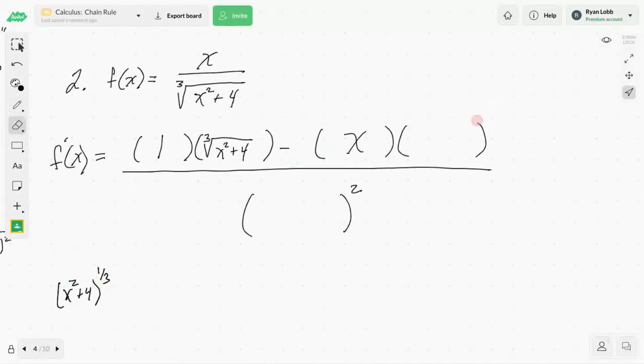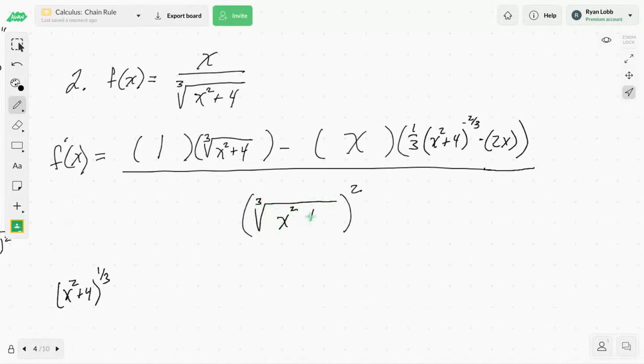I'm going to run out of room here, so let's give myself a little more room. So we're going to have 1/3. Everything stays the same inside, x squared plus 4 raised to the 1/3 minus 1, negative 2/3. Then times the derivative of x squared plus 4, which is 2x. Okay, so there's the derivative of the denominator. And then in here, just stays the same. Okay, and that is the derivative.